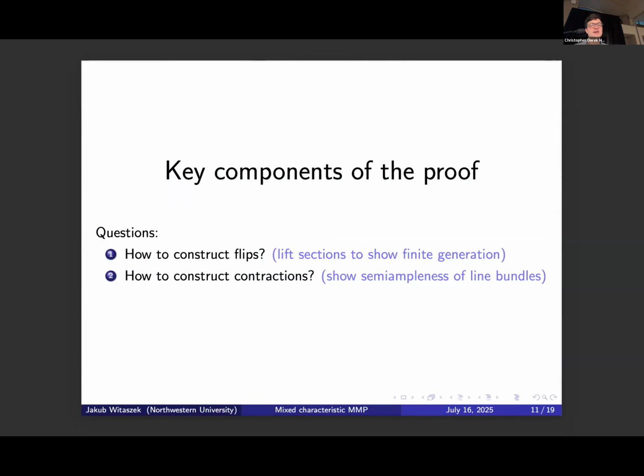They are the key questions for us: how to construct flips, where the idea is to lift sections to show finite generation, and how to construct contractions, where the idea is to show semi-ampleness of line bundles. Okay, so let's start with the harder one, the construction of flips.